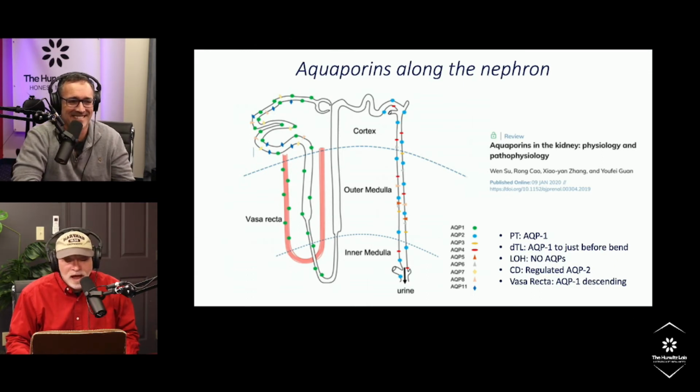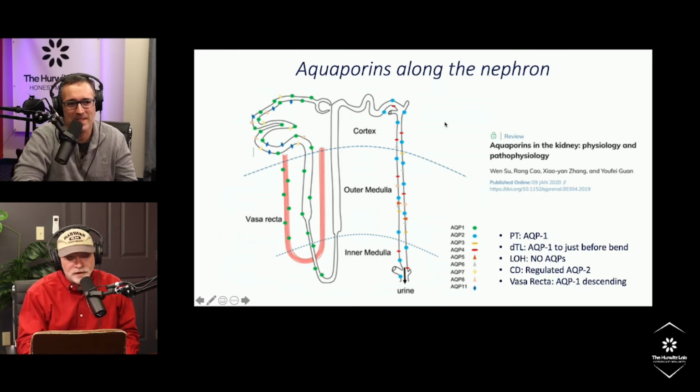Here are the aquaporins along the nephron. Of course, Koch and Berliner, those guys, they didn't have the benefit of knowing. They were intuiting what must be happening.